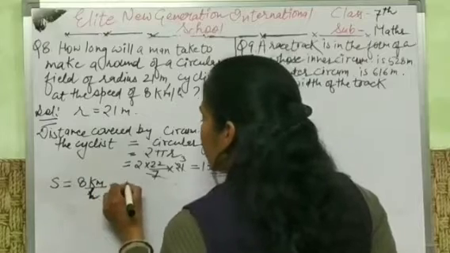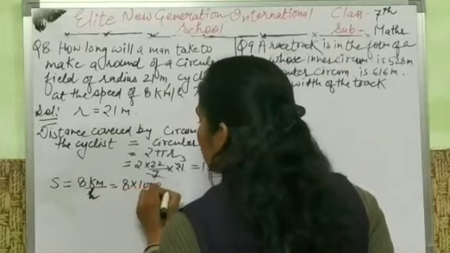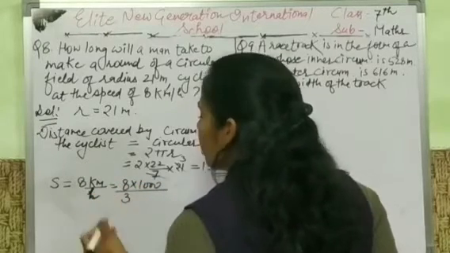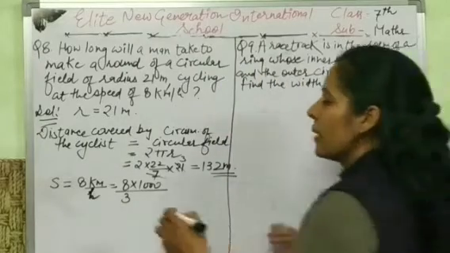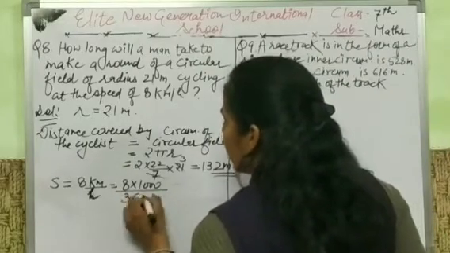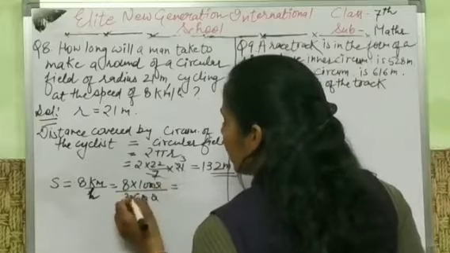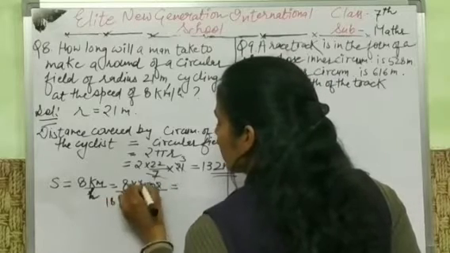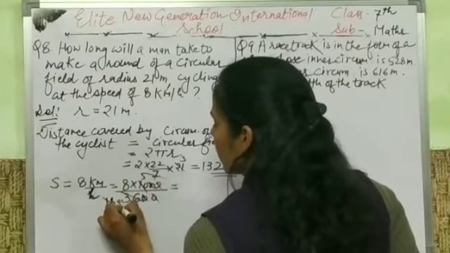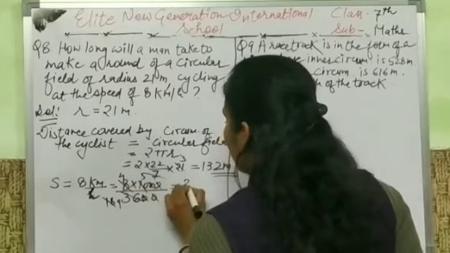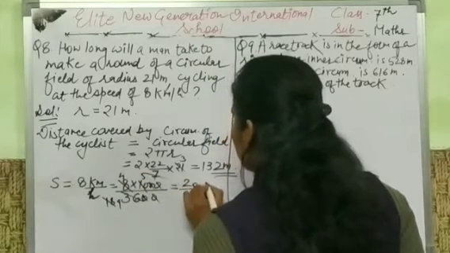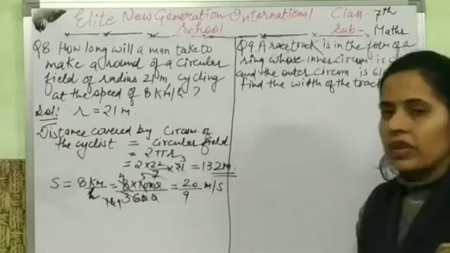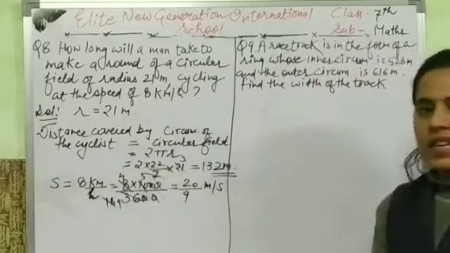According to this circumference, this distance, we have to first convert this kilometer into meter. For that we have to multiply it by 1000. And here we have to convert this hour into seconds. We have to multiply it by 3600. When we solve it, here we'll get 20 upon 9 meter per second. Now we have speed as well as distance. We can easily find the time.